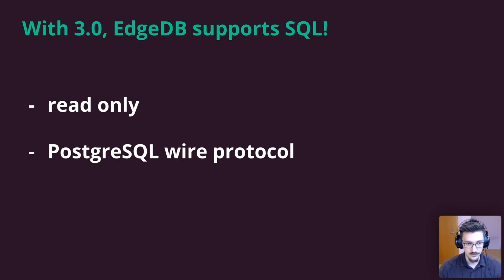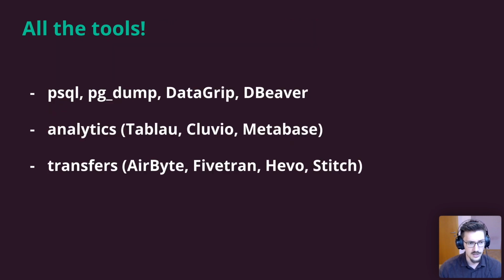And this means a lot of tools. For example, just the core Postgres tools like psql and pg_dump, and then DataGrip and DBeaver. For analytics, we tested Tableau, Cluvio, and Metabase, and for transfers, we tested Airbyte, Fivetran, Hevo, and Stitch.